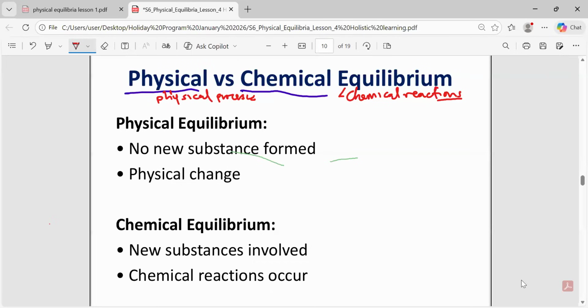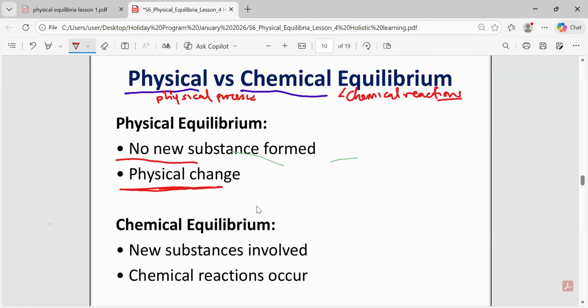And which explains exactly what you have already explained to us. So these other things are the same, but where we see a difference is that in a physical equilibria, there is no new substance formed. In simple terms, it is a physical change that is happening. And we know physical changes are temporary changes where no new substance is formed.